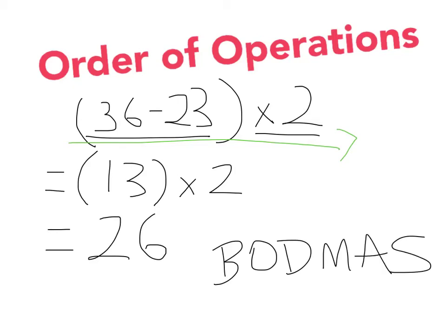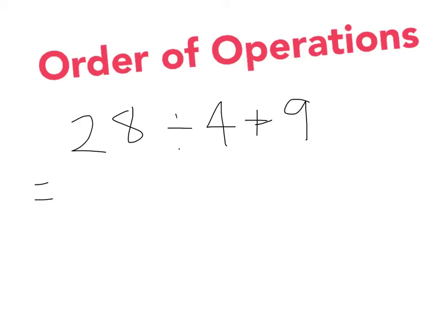Okay, let's have a look at another example. I'm going to get one that's a little bit more tricky. Okay, what else can we do here? Let's try 28 divided by 4 plus 9. Okay. Let's go BODMAS. Brackets, got any? No. Orders, got any? No. Division, I do have some division. So I have 28 divided by 4. I've got my division sign here.